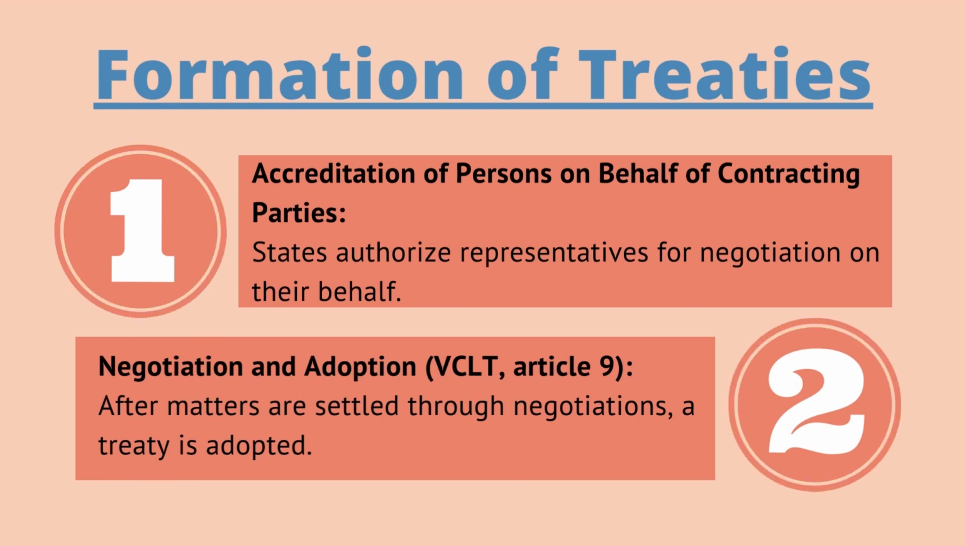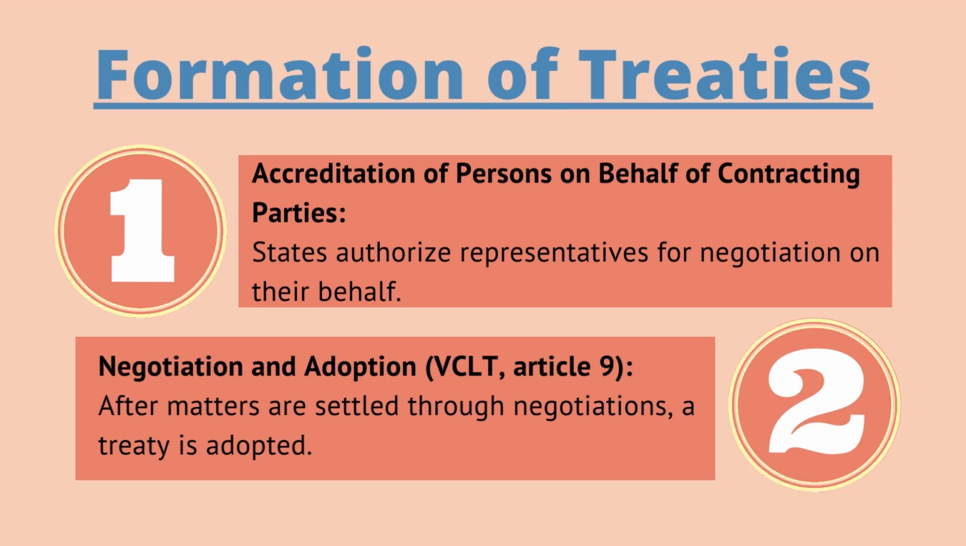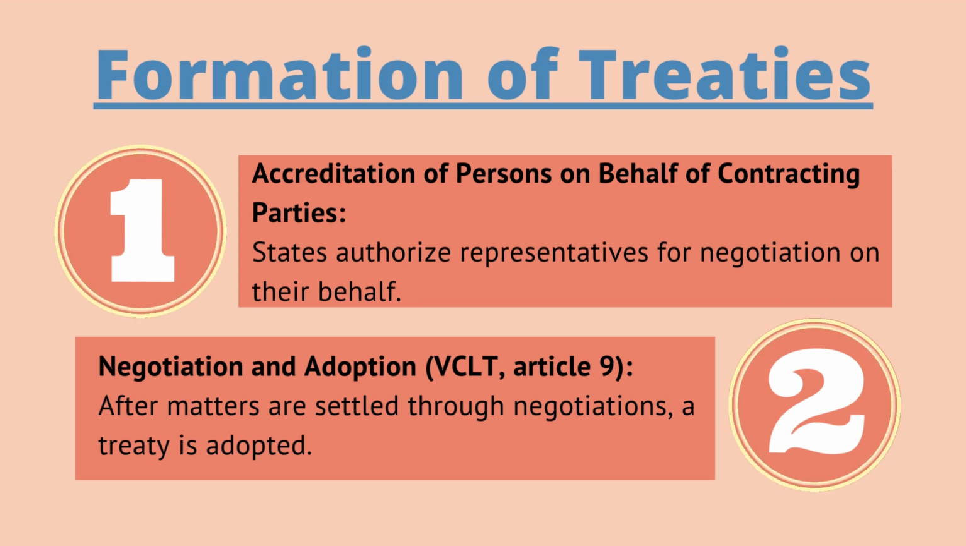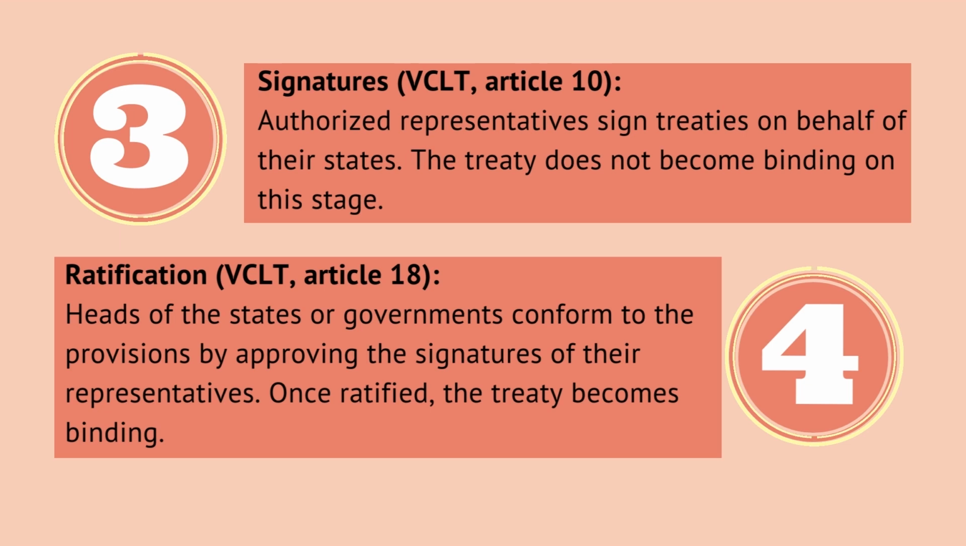Formation of treaties is an extensive process. A treaty is formed if all these steps are followed accordingly. Number 1. Accreditation of persons on behalf of contracting parties. States authorize representatives for negotiation on their behalf. Number 2. Negotiation and adoption, VCLT, Article 9. After matters are settled through negotiations, a treaty is adopted. Number 3. Signatures, VCLT, Article 10. Authorized representatives sign treaties on behalf of their states.